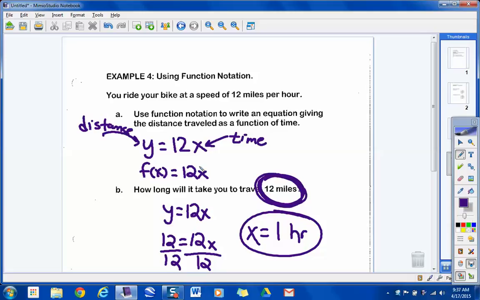Okay, here's what we're going to do today. I want you to write this down first. I'm going to hand out this stuff.